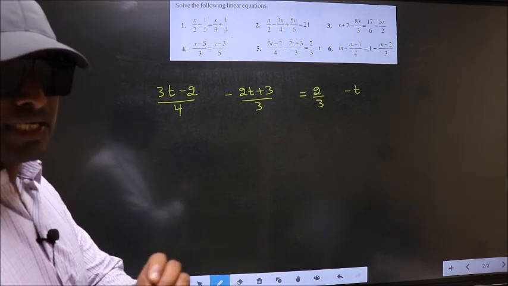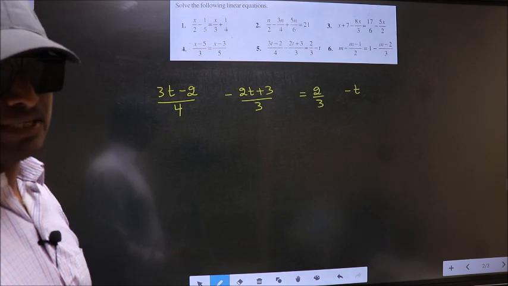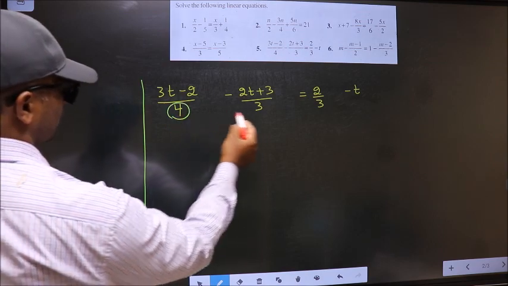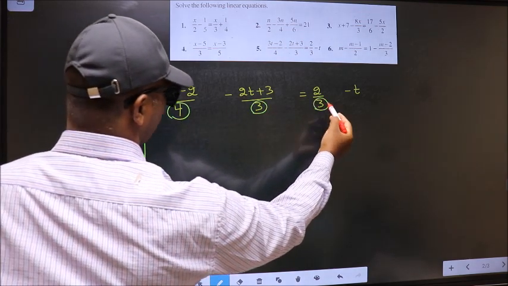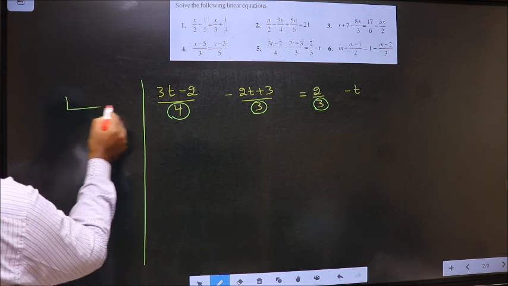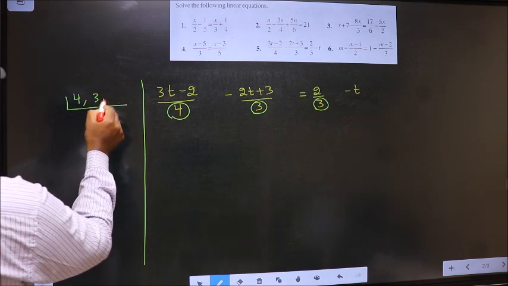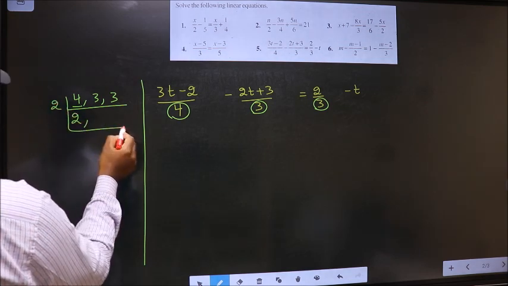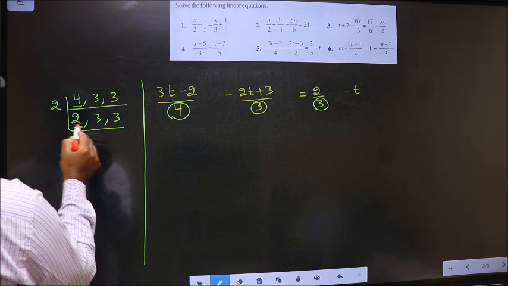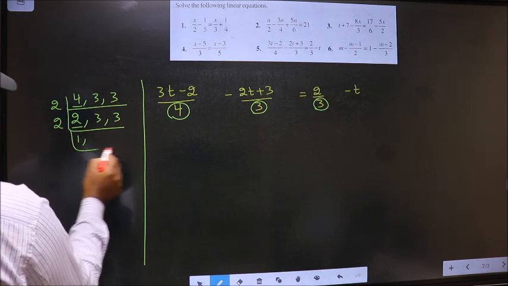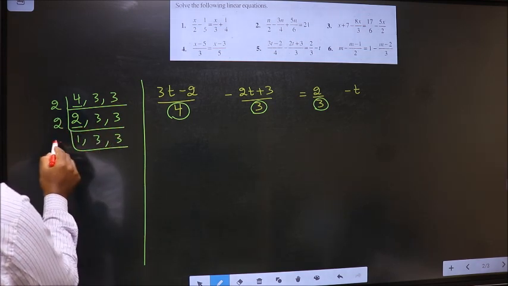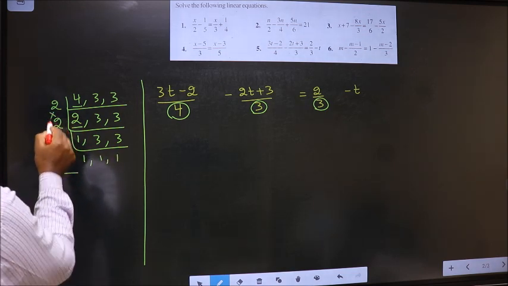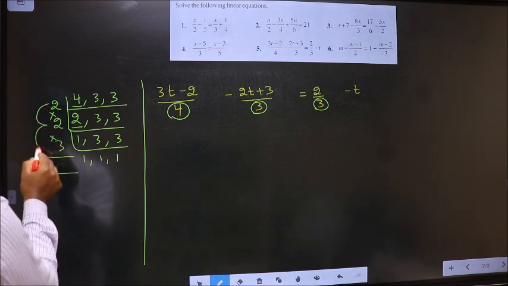To remove the denominators, we should take the LCM of them. The denominators which are present are 4, 3 and 3. So I take the LCM here. Now 4 is 2 2's 4, 3, 3. 2 is a prime number, so 2 1's 2. Now 3, 3. Now 3 we get 1. So our LCM is 2 into 2, 4 into 3, 12.